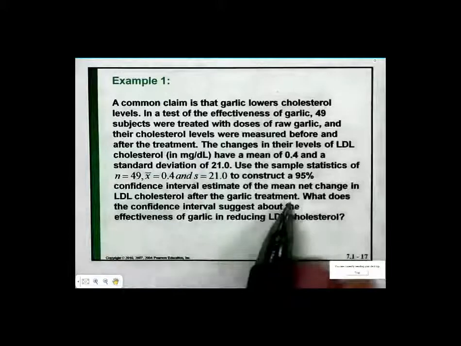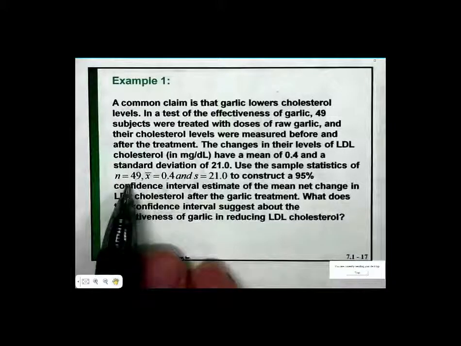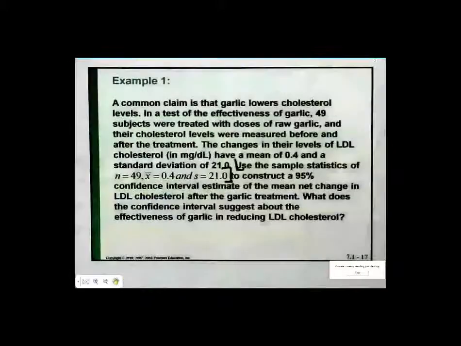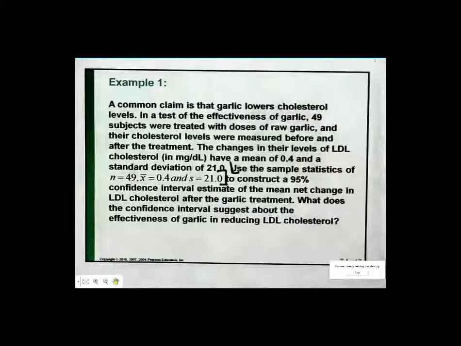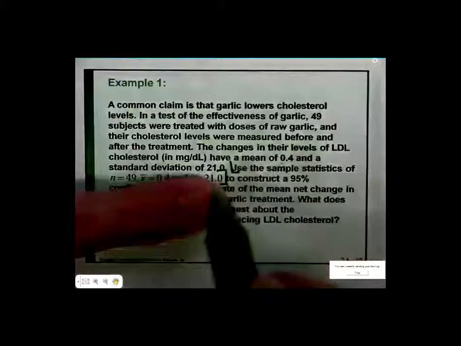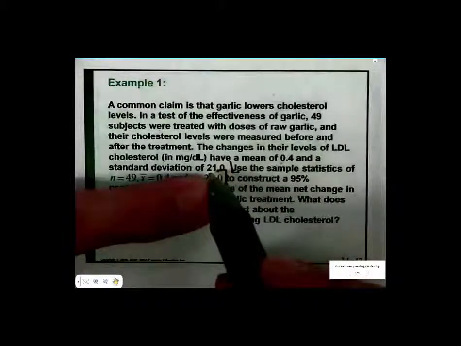21 to construct a 95% confidence interval estimate of the mean net change in LDL cholesterol after the garlic treatment. Now let me say something right here. If they had not given you this sentence or that phrase, the problem's harder. If they tell you exactly what to type on the calculator and you can't punch it on the calculator, I'm sorry for you. That's the easy part. The hard part was determining, it was easy to determine n was 49 and x bar was 0.4. But how do I know that 21 is the sample standard deviation rather than the population standard deviation?